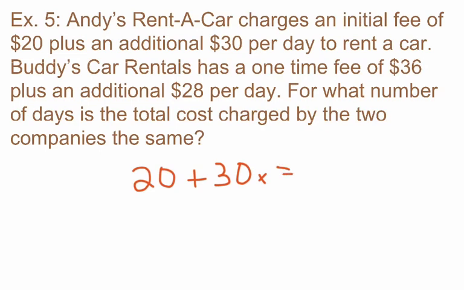For Buddy's, we see that there's a one-time fee of $36. So that's going to be our initial value or our constant term. And then plus $28 per day. So that's going to be plus 28x. So now we have constant terms on both sides. We have variable terms on both sides. And we need to isolate our variable. So we need to move all of our variable terms to one side of the equal sign and our constant terms to the other side of the equal sign.